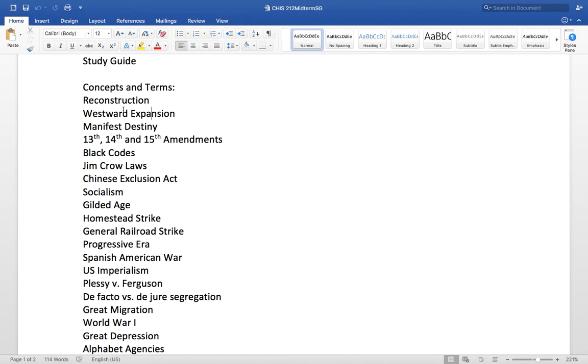So these are the goals of Reconstruction: to bring the South back in, to provide for the immediate needs of newly freed peoples. This is going to include the Freedmen's Bureau and the establishment of immediate aid. Another goal of Reconstruction is to provide legal status for African Americans. So these would just, again, be a few.